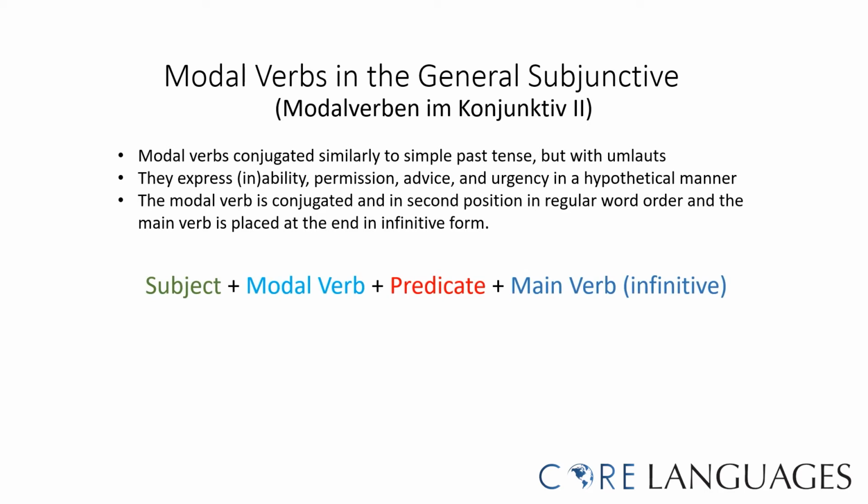In a sentence, we would begin with the subject, then the modal verb conjugated in the Konjunktiv 2, then the predicate or rest of the sentence, and then the main verb in the infinitive. For example, zum Beispiel, er müsste bald essen. He would have to eat soon. Müsste is the modal verb müssen conjugated in the Konjunktiv 2. And the second verb, essen, is at the end of the sentence.